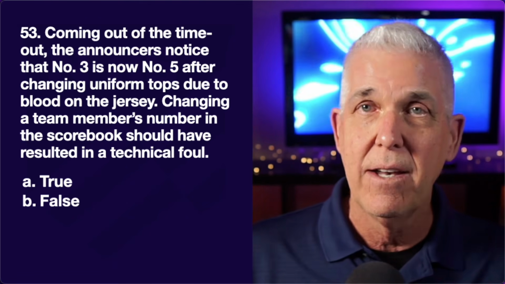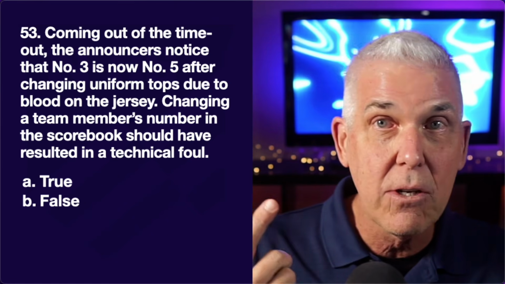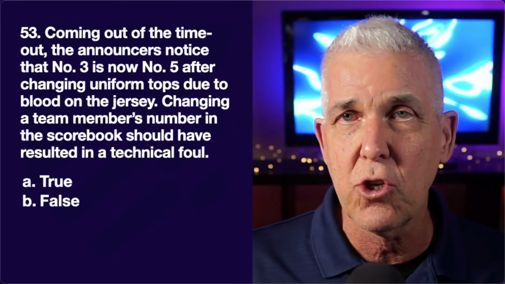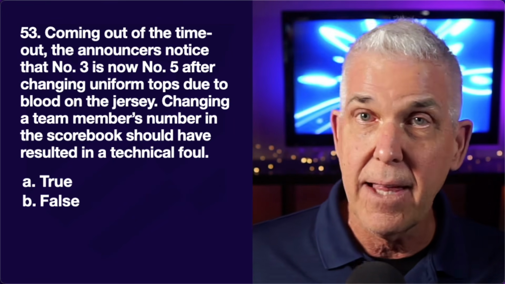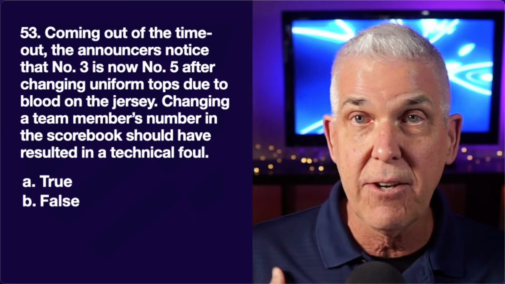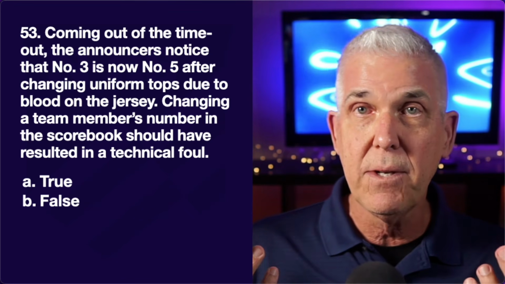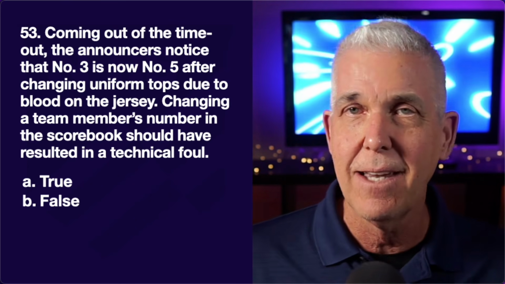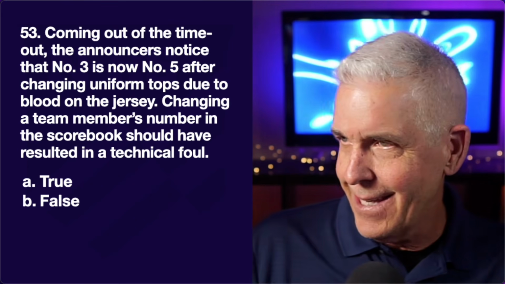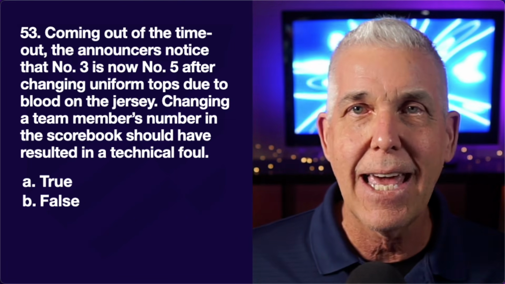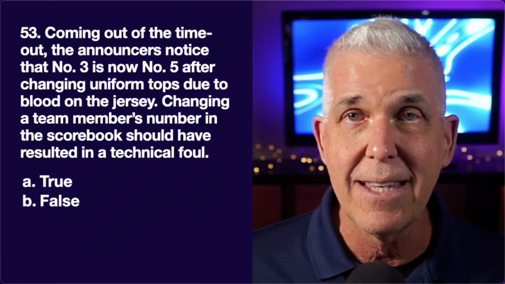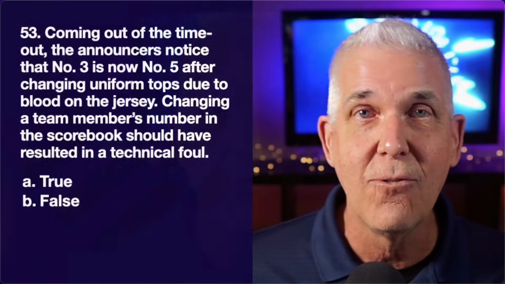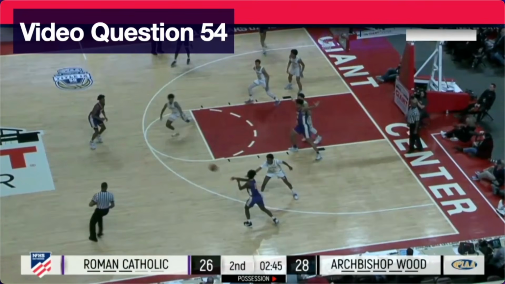It should not have. Assuming, again, that if the player leaves because of blood, hey, coach, we got blood on the jersey, I need a substitute, and then the player comes back in and they're wearing a different number, and nobody had been informed, then that would be illegal. It would be illegal by rule, and a technical foul would be assessed. So we're assuming here in this game that all the procedures were followed correctly and that this would be a legal play. And let's move on to video question 54.